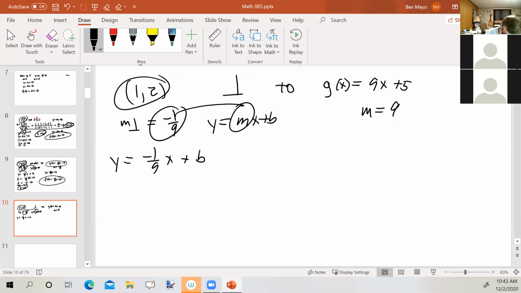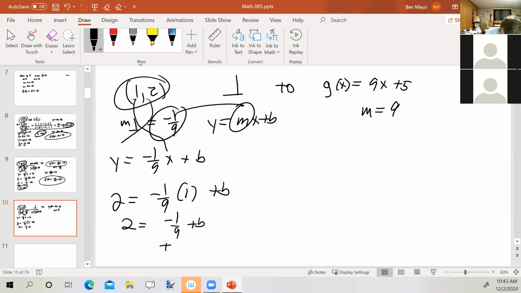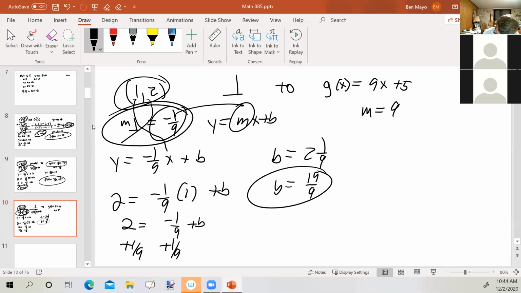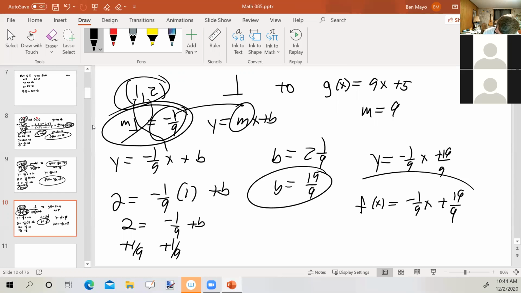We'll take this ordered pair and put 1 in for x and 2 in for y. So we get 2 = -1/9 + b. We'll add 1/9 to both sides. So b = 2 1/9, or what, 19/9. So I've got this slope and this y-intercept. y = -1/9 x + 19/9. f(x) = -1/9 x + 19/9.